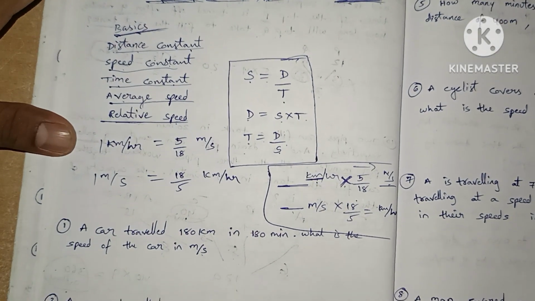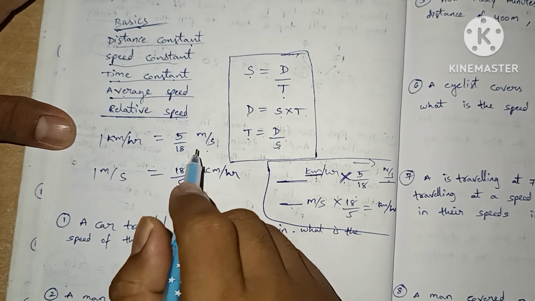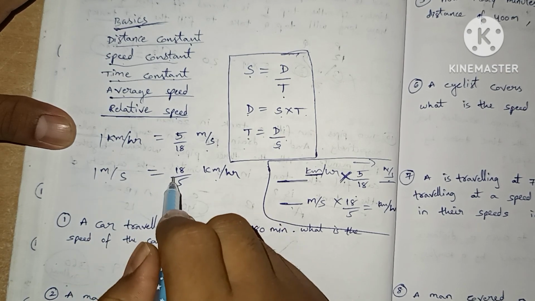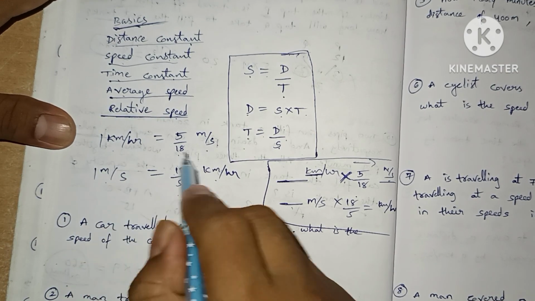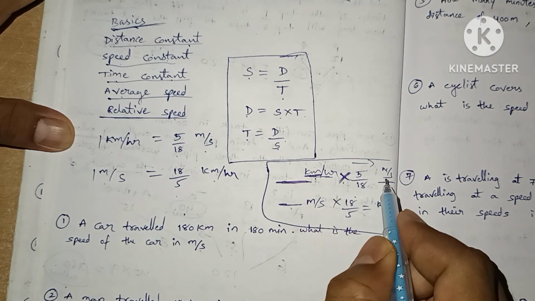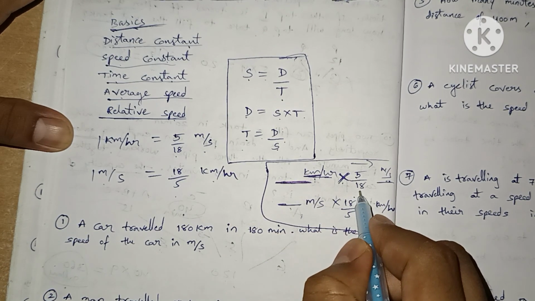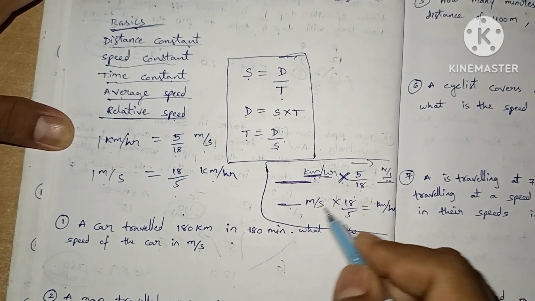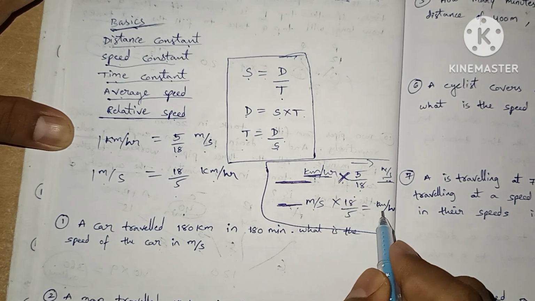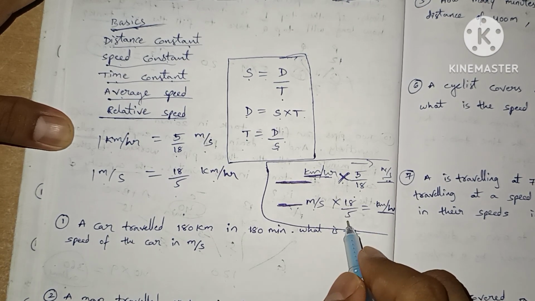Okay, and one more concept is conversion of kilometers per hour into meters per second. We need 5 by 18. For meters per second to kilometers per hour, we need 18 by 5. What I mean to say is, if a speed is given in kilometers per hour, we need to convert it into meters per second. Then we need to multiply this speed with 5 by 18 to get meters per second. If we have a speed in meters per second and we need to convert it to kilometers per hour, then we need to multiply this with 18 by 5.